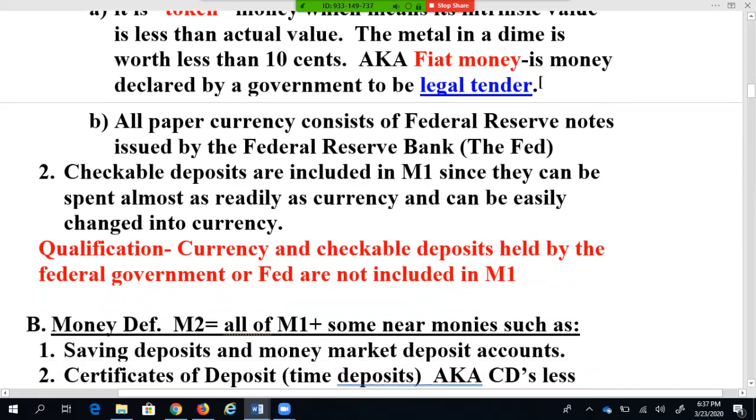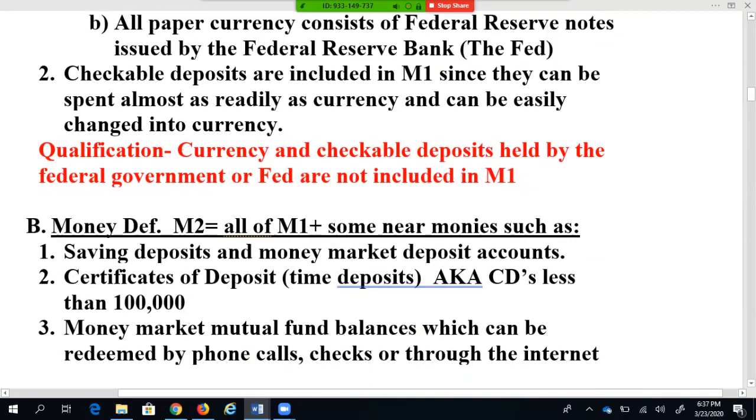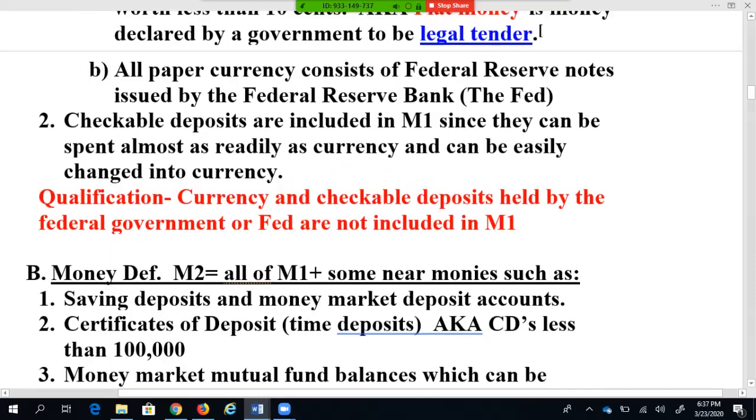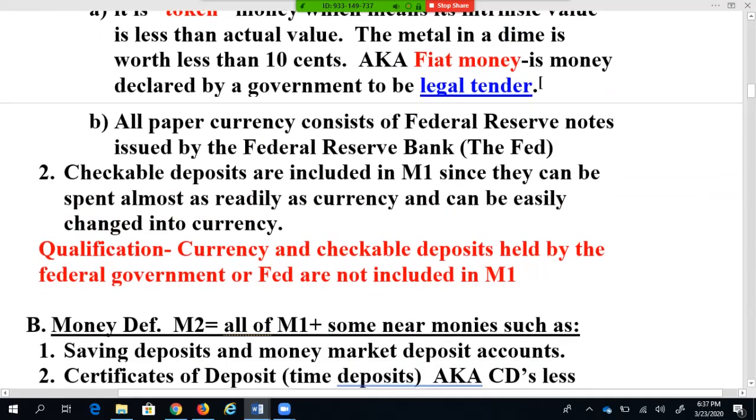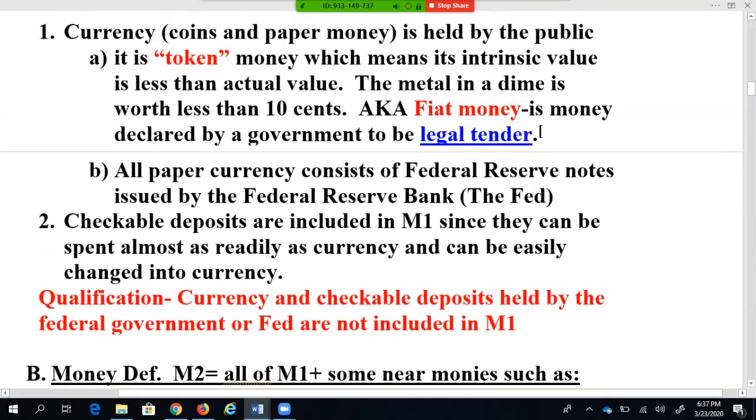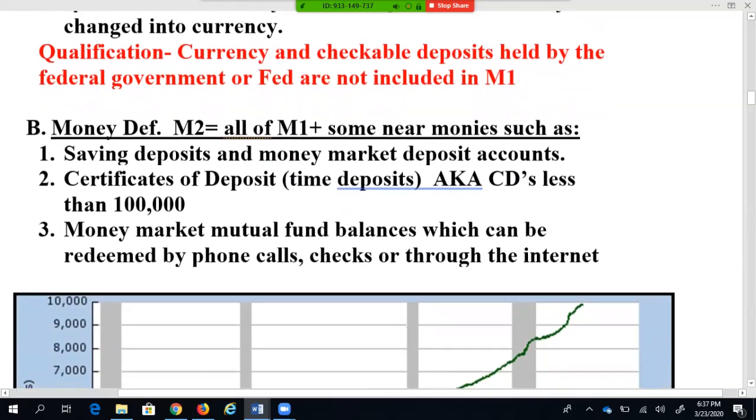All right. Now, the qualification here is that money and currency held by the Fed, until the Fed releases it, is not considered part of the money supply. So the Fed might have billions or trillions in dollars that it doesn't release. Well, if the Fed doesn't release it, it's not part of the money supply. So that's M1: cash, coins, checkable deposits, otherwise known as demand deposits, because it's money available upon demand.